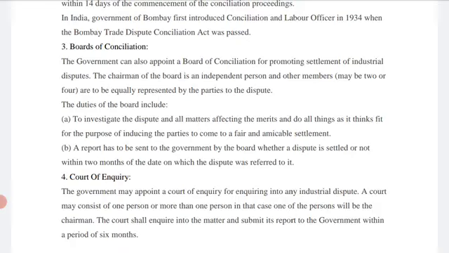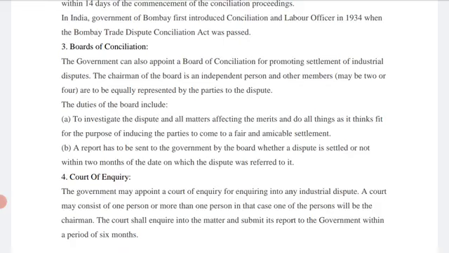Then see the duties which this board is supposed to conduct. First one is to investigate the dispute and all matters affecting the merits and do all things as it thinks fit for the purpose of inducing the parties to come to a fair and amicable settlements.